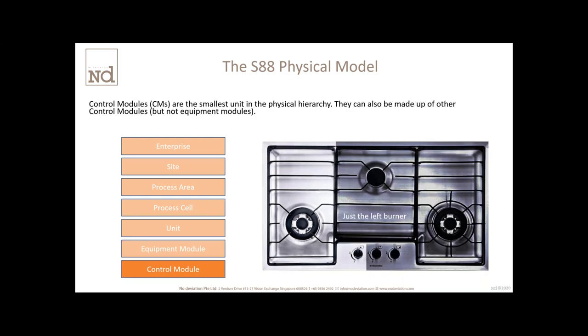And the smallest atomic unit in S88 is a control module. Control modules can contain more control modules, that's permitted, but they're not supposed to contain equipment modules. So for this example, the single temperature control loop for the left burner would be our control module, just like you'd have a control module for vessel control or a singular valve.